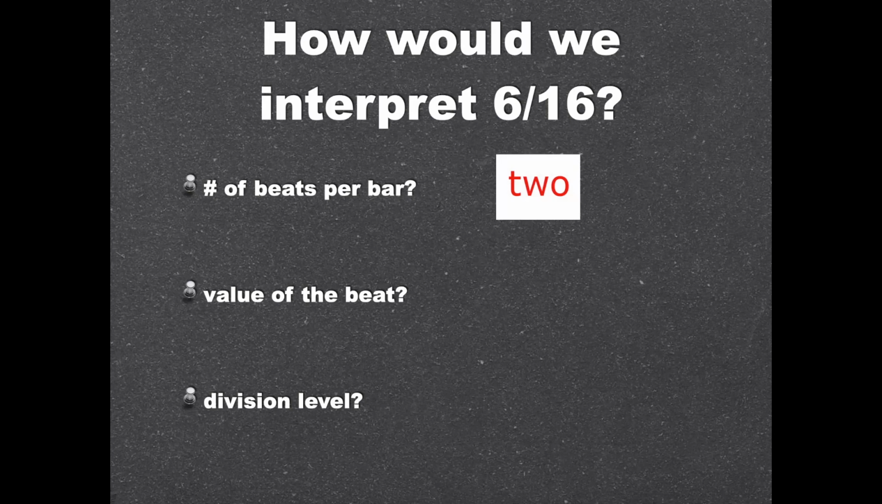What about the division level? The bottom number here is 16. That stands for 16th notes. And since it's a compound meter, we put 3 of them together and we can beam them. So it would look like that, 3 16th notes. And the single duration that is equivalent to 3 16th notes, comprising the value of the beat, would be the dotted 8th note.